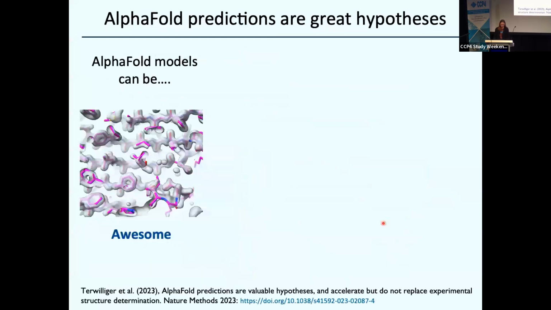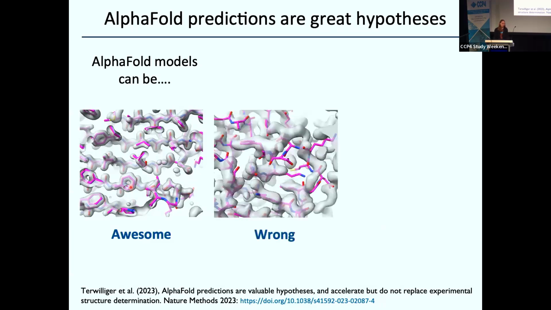So to summarize, these AlphaFold predictions are really great hypotheses, and they can be really awesome. So here on the left, we see a superposition of the experimental density map and the AlphaFold prediction in pink. And you can see that up to the side chain orientations, it really fits very well. But that's not always the case. Sometimes they can be wrong.